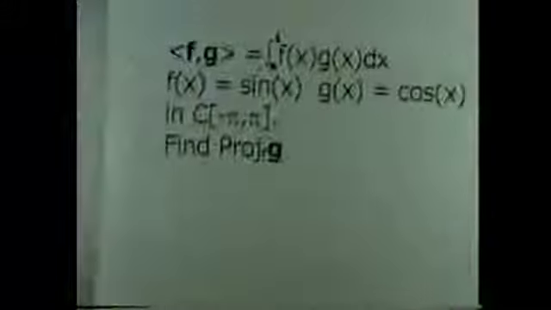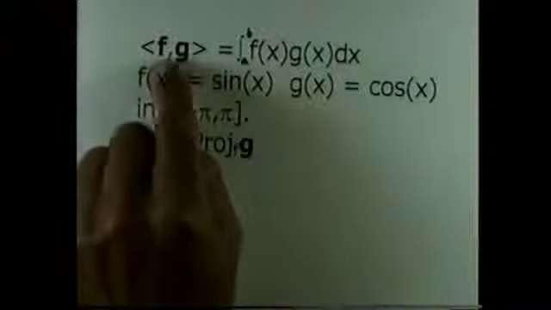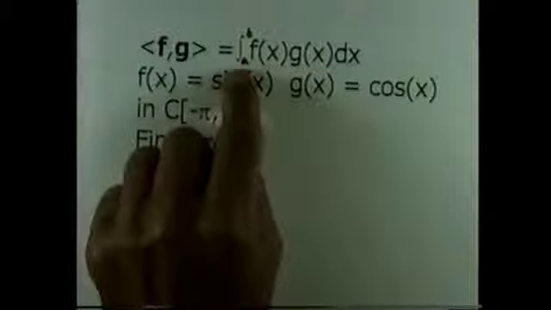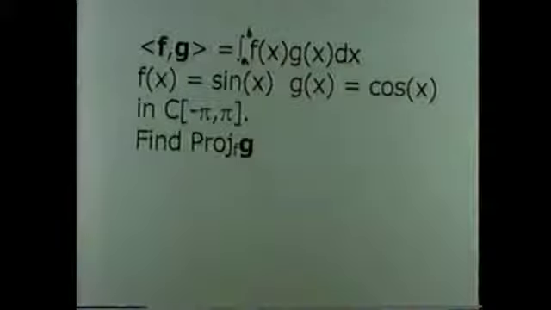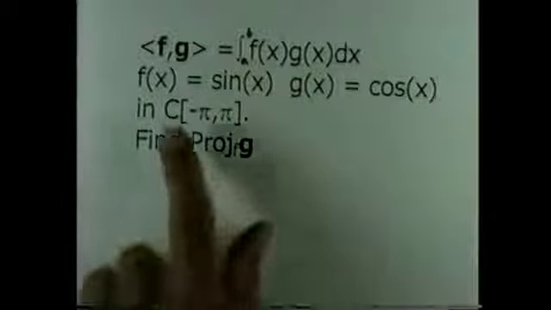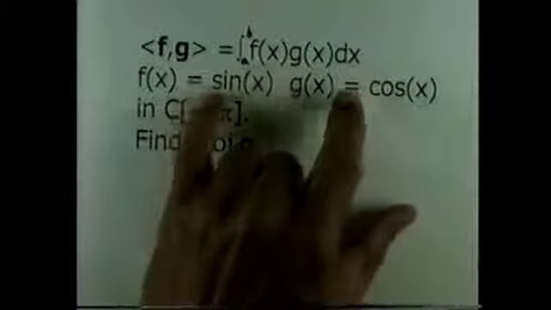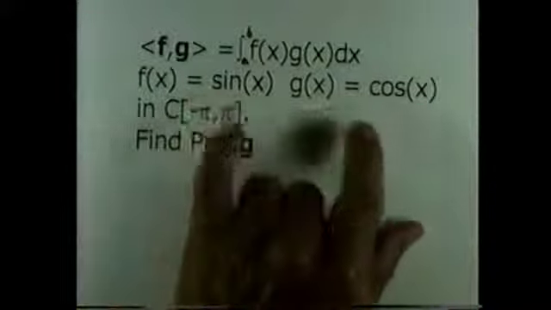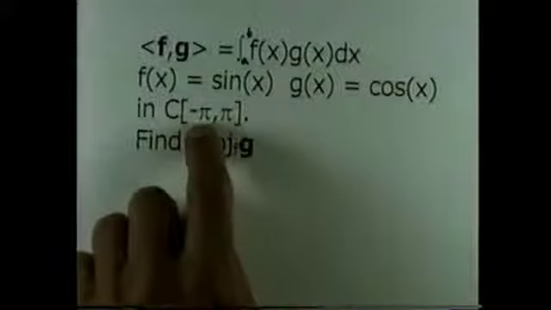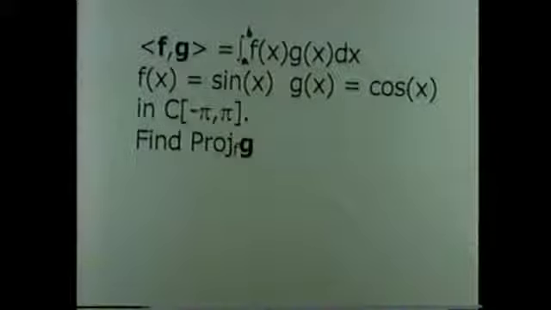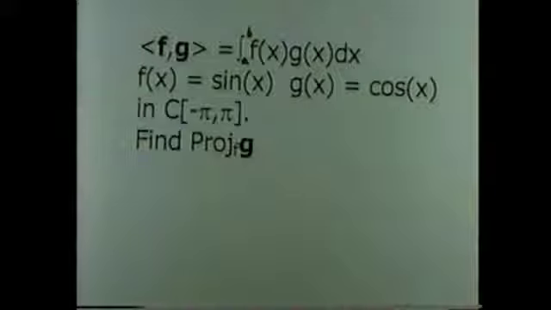Let's look at another example. The inner product of f with g is defined to be the definite integral from a to b of f of x, g of x dx. F of x is sine x, g of x is cosine x. F of x and g of x are defined over the vector space of all continuous functions over the closed interval negative pi to pi. Find the projection of g onto f.